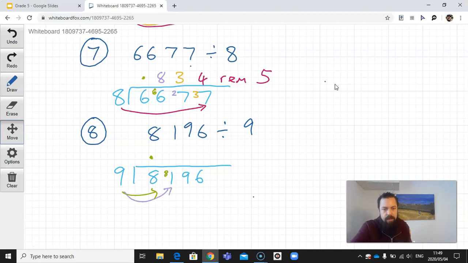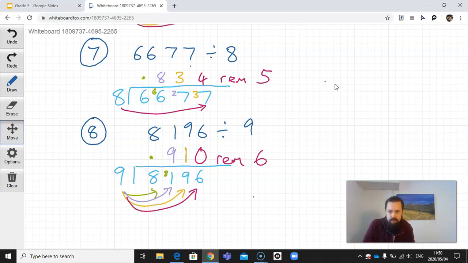9 goes into 81. 9, 18, 27, 36, 45, 54, 63, 72, 81 goes in 9 times with nothing left over because it used all 81 of them. 9 into 9 goes once, nothing left over. 9 into 6 doesn't fit. We still have 6 left over, but there's no one to give it to, so remainder 6. Okay, that is short division.